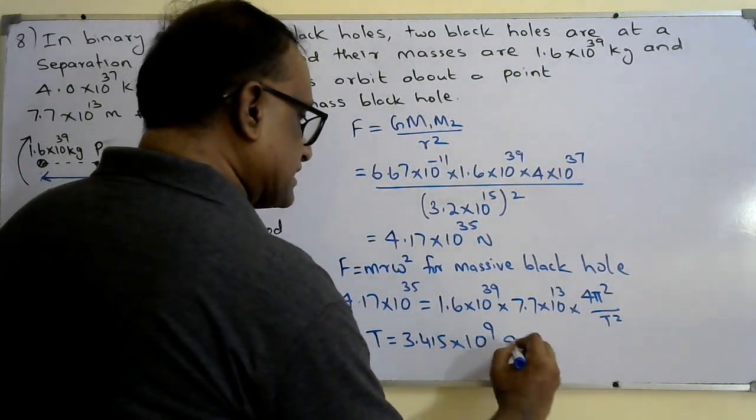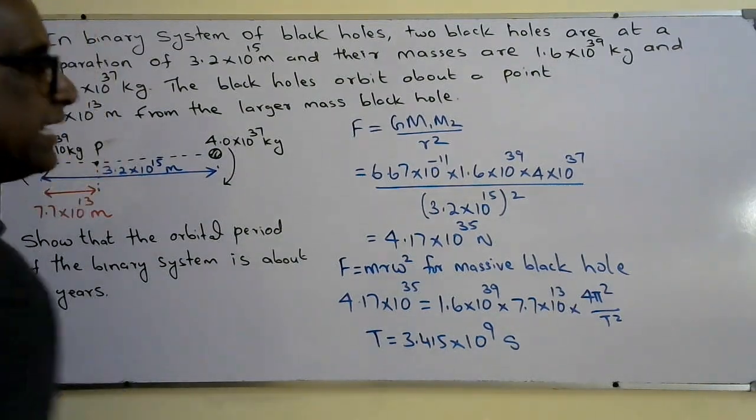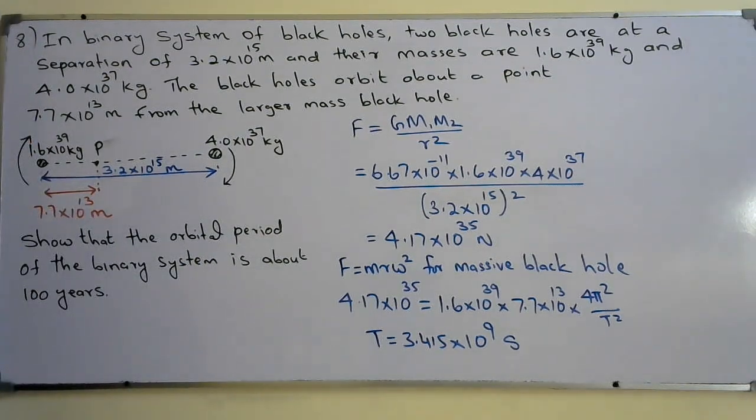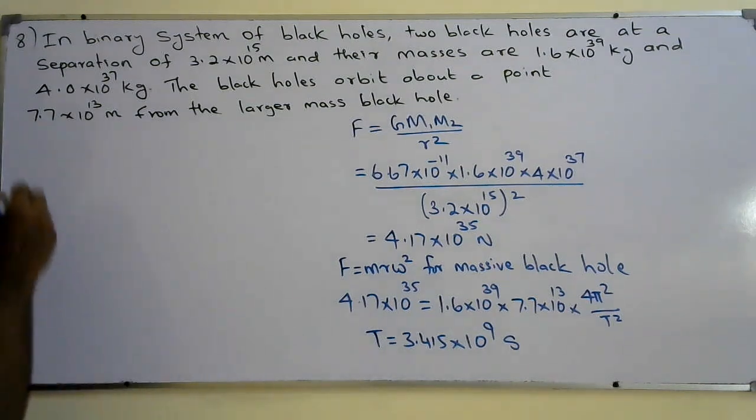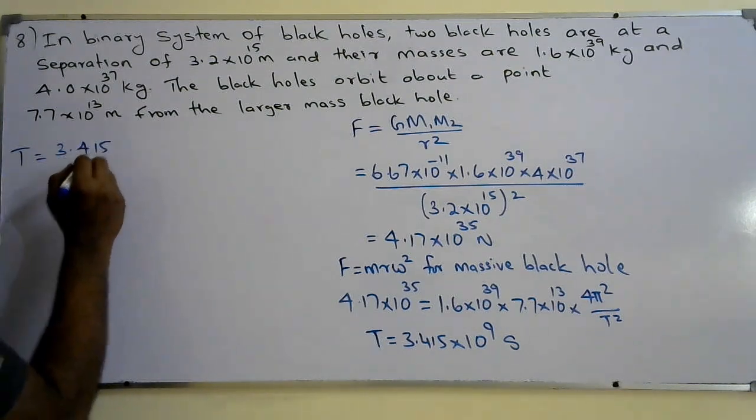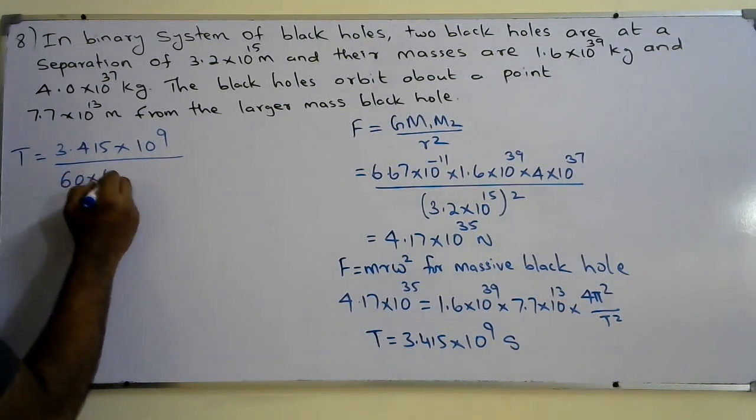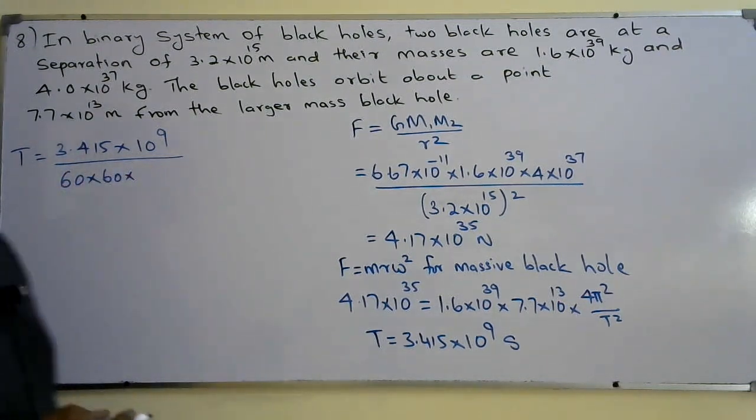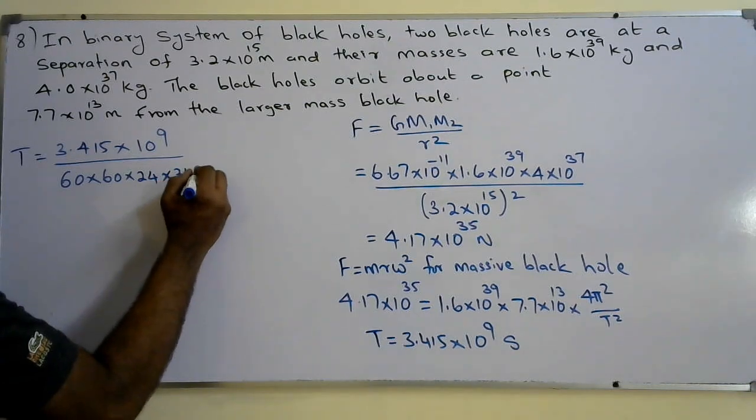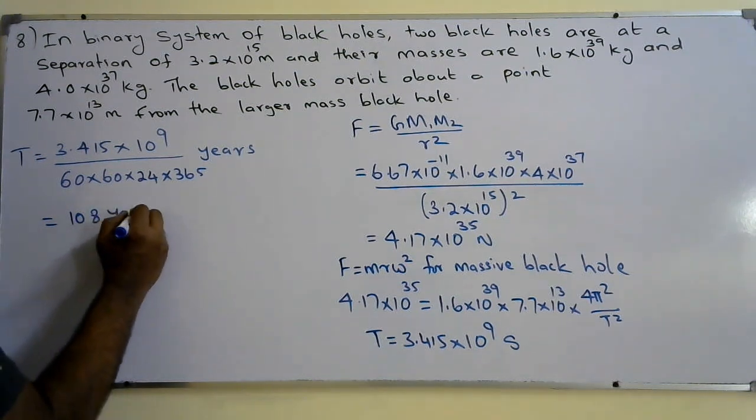But they asked to show that it is 100 years, so I need to convert this into years. So T is equal to 3.415 × 10^9 seconds. I have to convert to years: seconds to minutes, divide by 60; minutes to hours, then hours to days, divide by 24; then days to years, divide by 365. Solve it, you will get 108 years. So approximately 100 years.